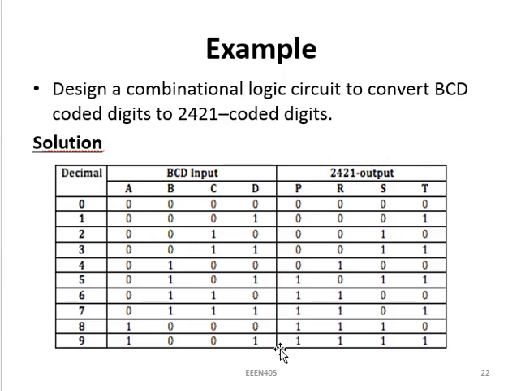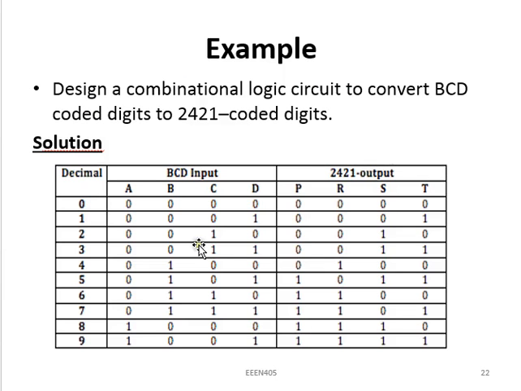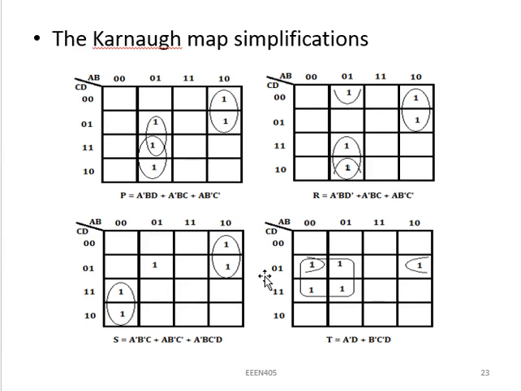Now, I'll go and draw my Karnaugh map. See it here, AB here, and CD here. I have 0, 0, 0, 1, 1, 1, and 1, 0, the same thing here. Now, I'll come to these places. The first one, I have 0, 1, 0, 1, and put it.